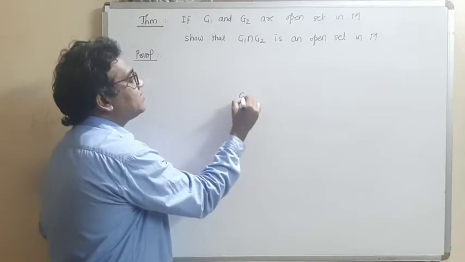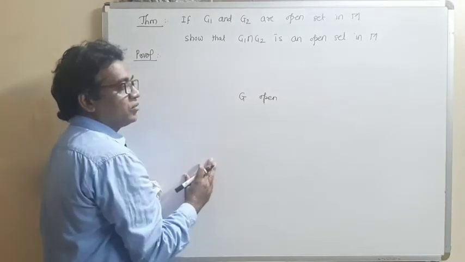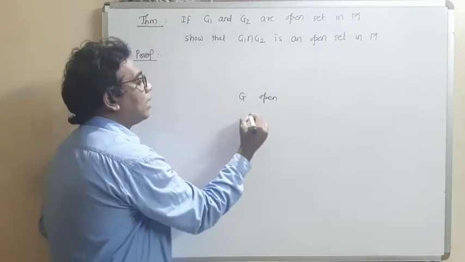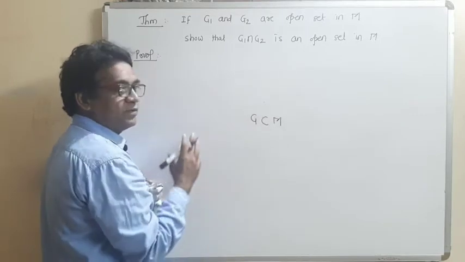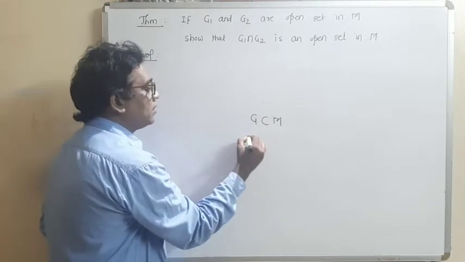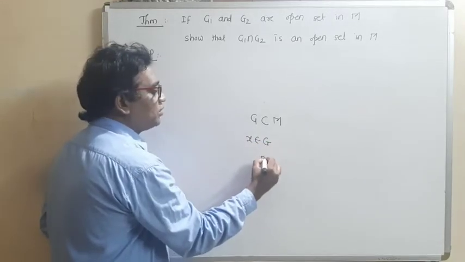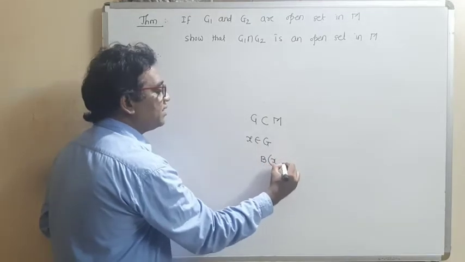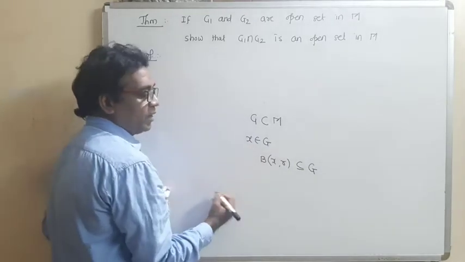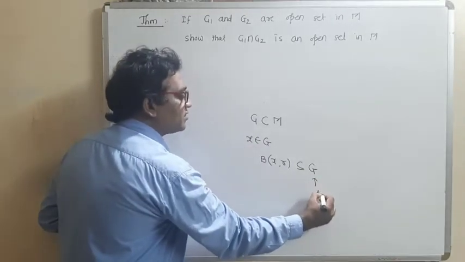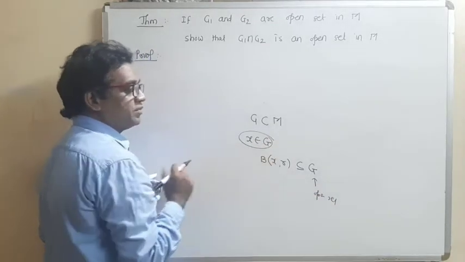A non-empty set G is said to be an open set. What is the definition of open set? A subset G of a metric space M is said to be open if for each X belonging to G, we can find an open ball B with center at X and radius R which is contained in G. Then this G is called the open set, and what is this X? X is an element of G.